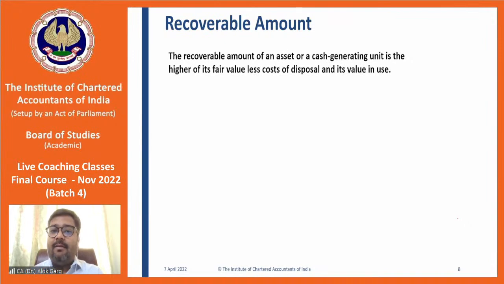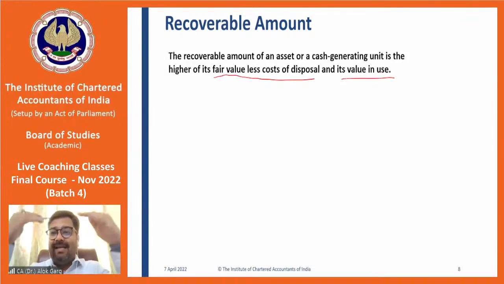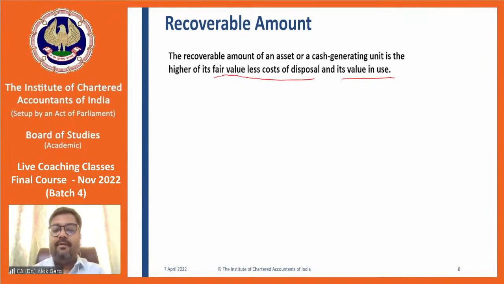The recoverable amount of an asset or a CGU, cash generating unit, is the higher of fair value less cost to sell and value in use. So you need to compute your fair value less cost to sell and the value in use, and whichever is higher becomes your recoverable value, right? Clear? Is it clear, friends?